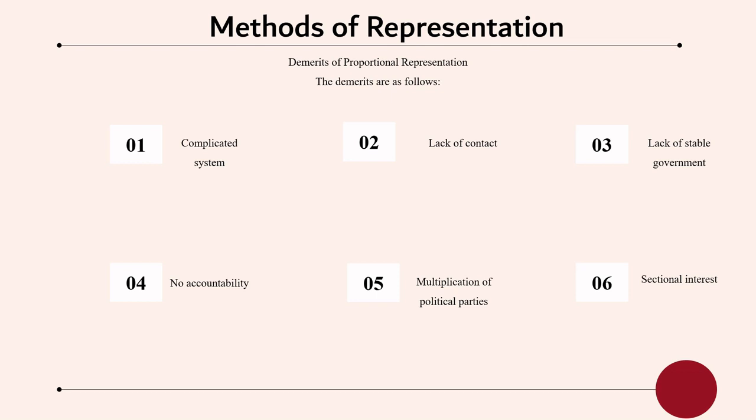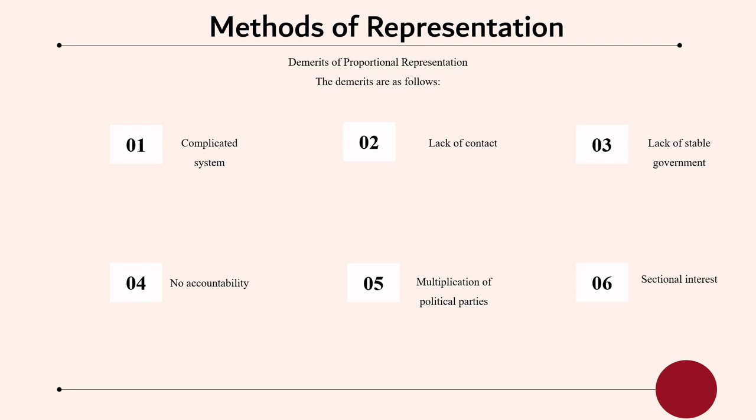Third, lack of stable government. The proportional representation may lead to a weak coalition government which can lead to legislative paralysis. Fourth, no accountability. After an election, if any party loses confidence of the people, they can retain office by finding new coalition partners.